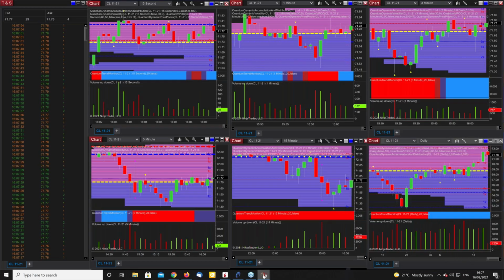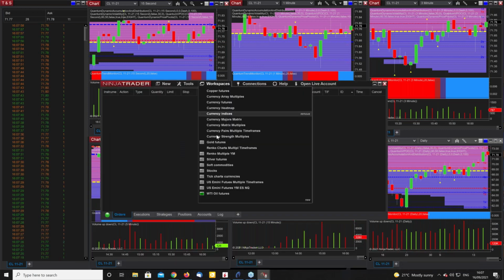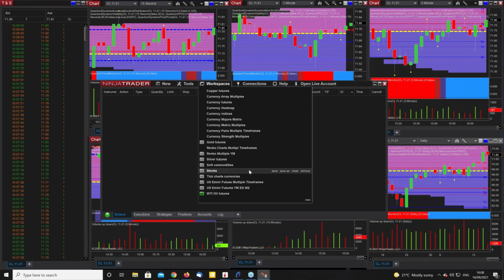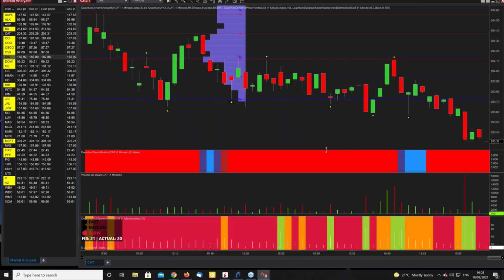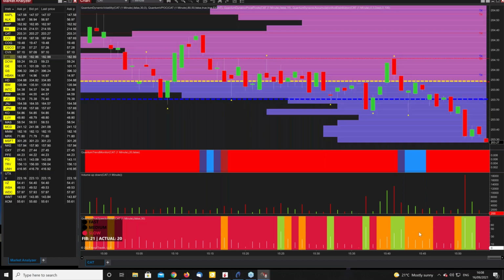And just very quickly, I think the softs, I've got the softs up, can't remember now. Very quickly onto stocks. What have I got here? This is Caterpillar. As Anna said, running the tick speedometer underneath it all the time, it just gives you this area here.